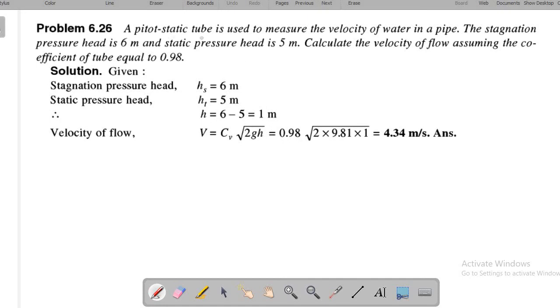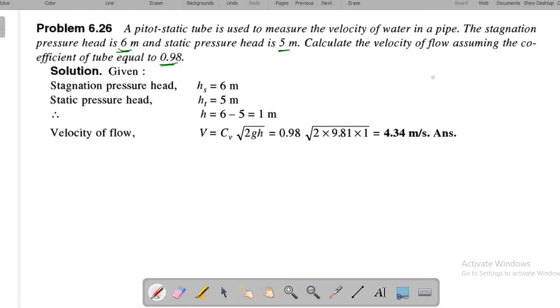A pitot static tube is used to measure the velocity of water in a pipe. The stagnation pressure head is 6 meter. Static pressure head is 5 meter. Calculate the velocity of flow assuming coefficient of tube is equal to 0.98.